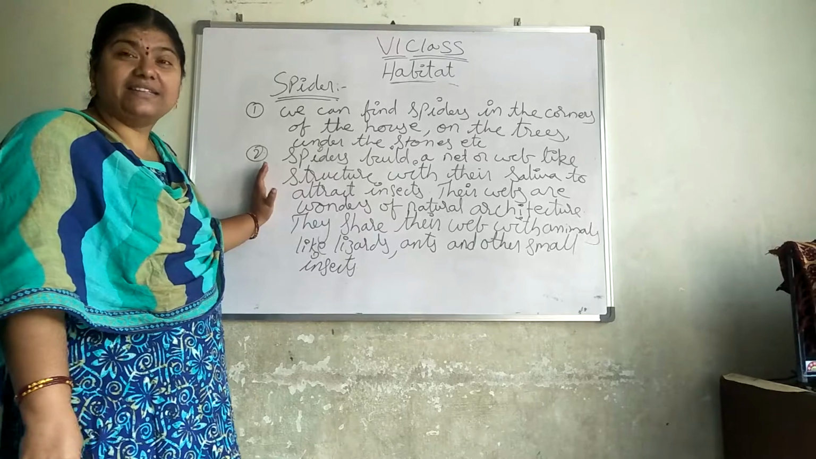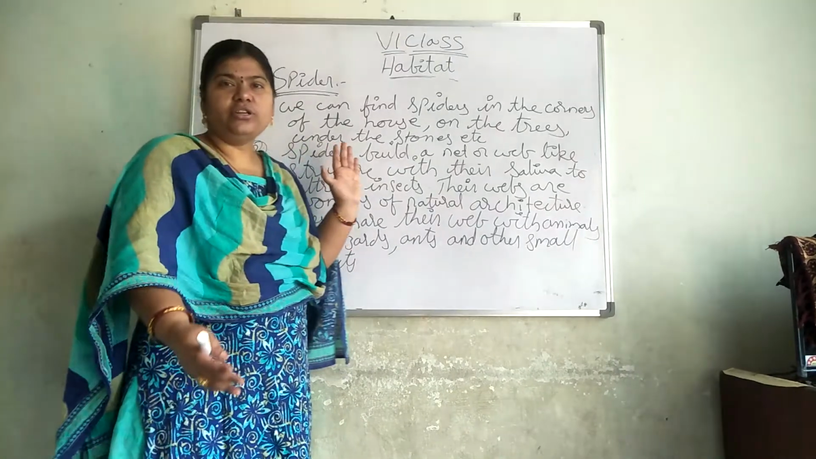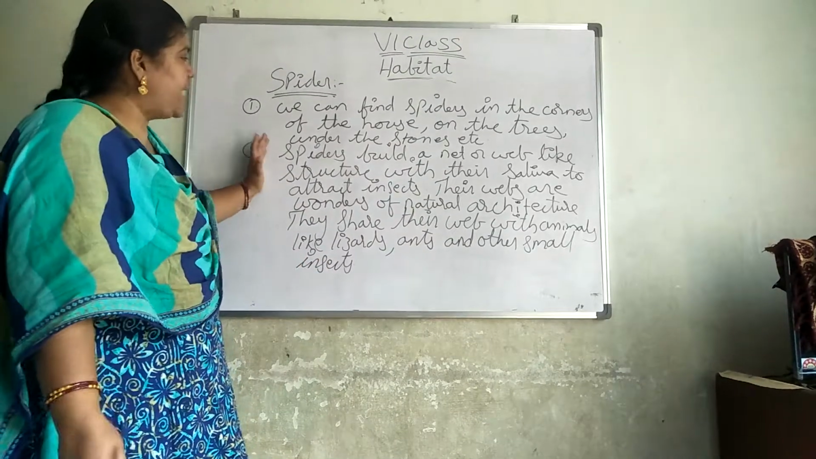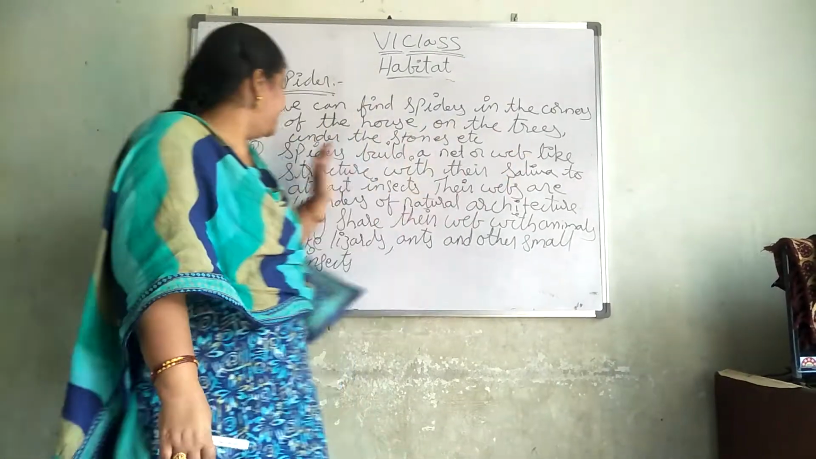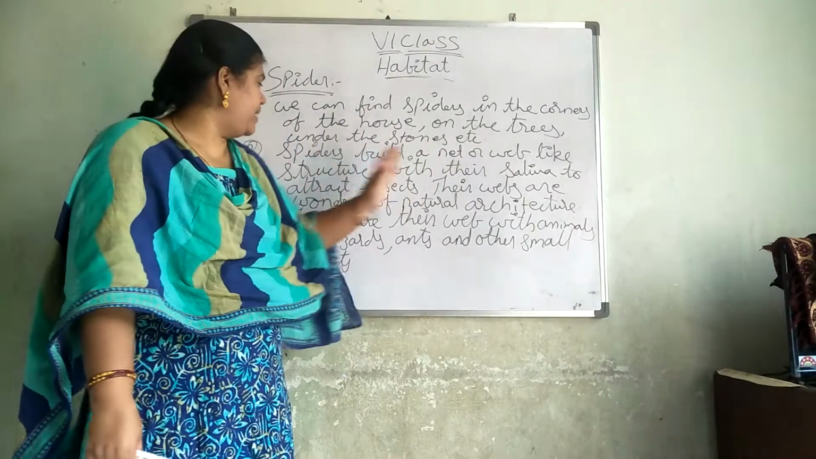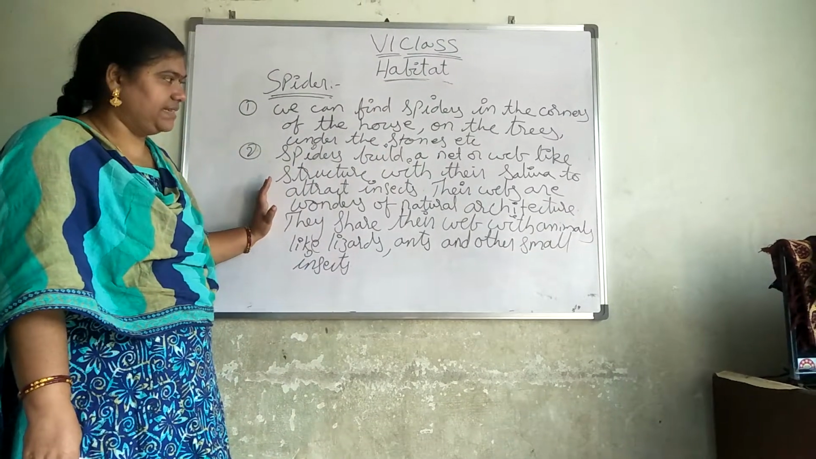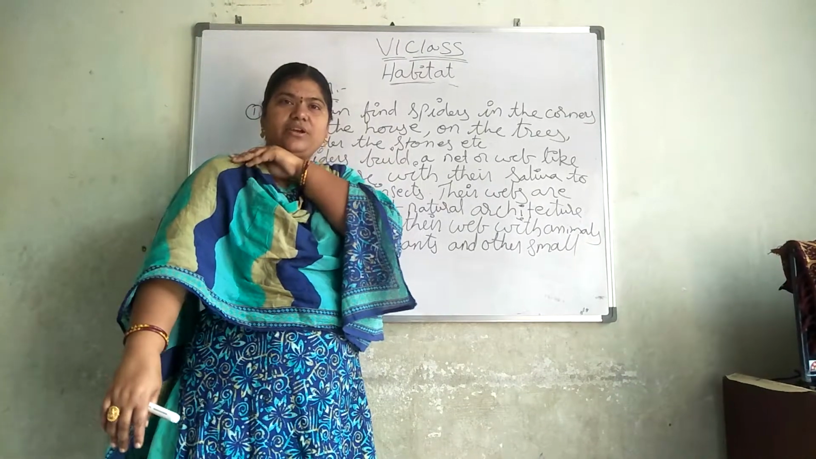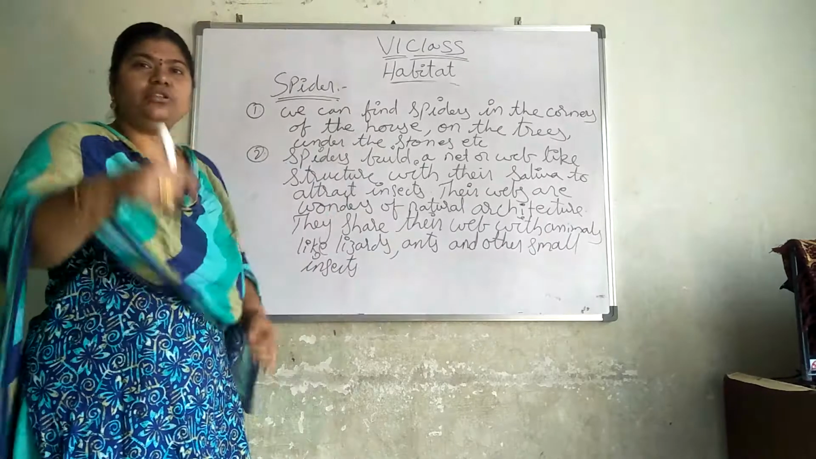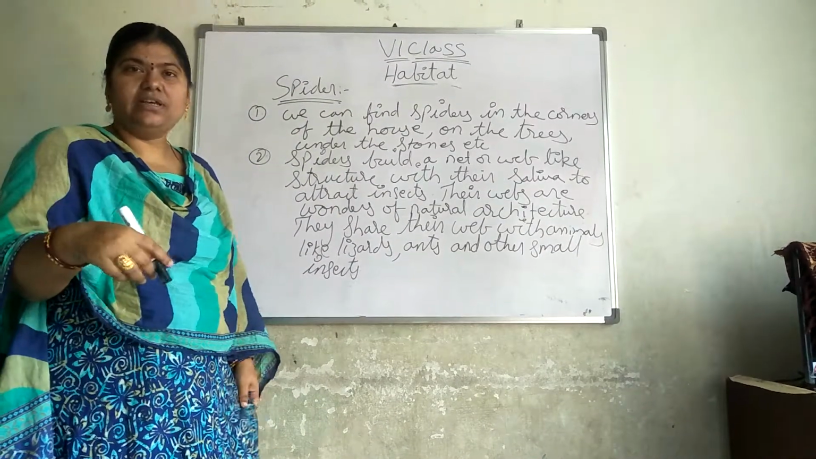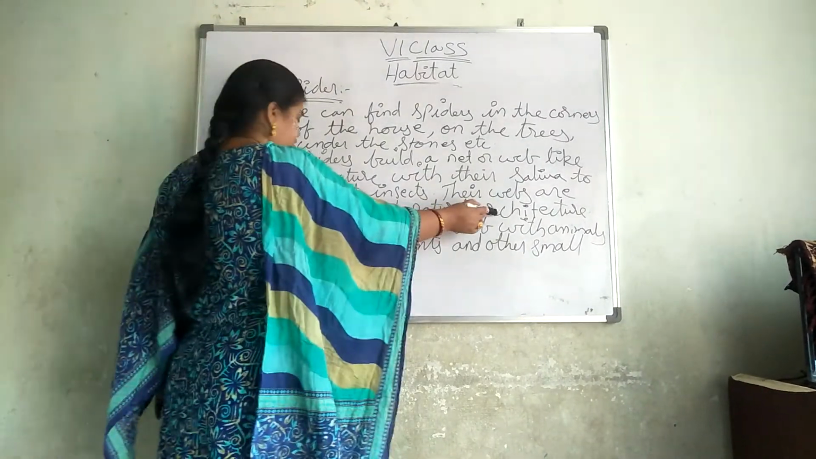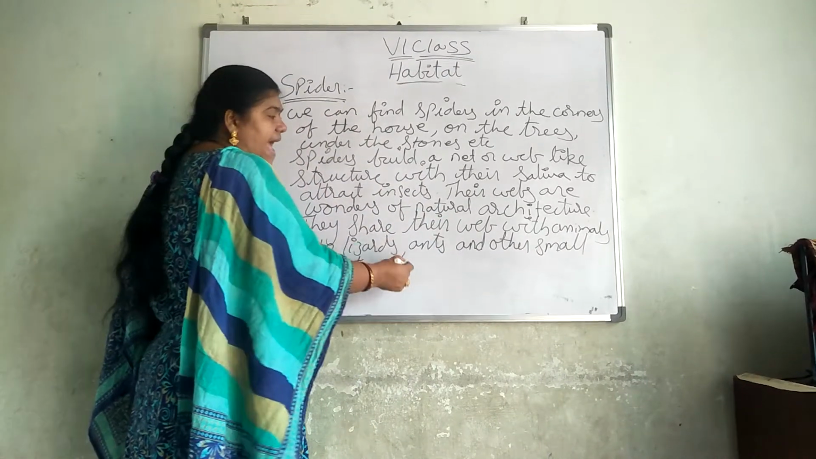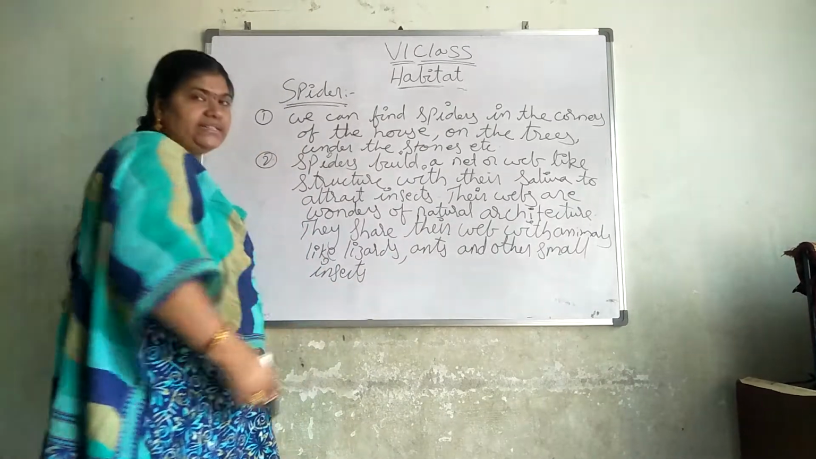Normally, they will attract the insects. You are attracted to Spider-Man; these insects are attracted to the spider. So the spider builds a net or web-like structure with its saliva to attract insects. Their webs are wonders of natural architecture. Did you understand that? Even normally, that kind of structure is very good. It is an architecture that they share with animals like lizards, ants and other small insects.